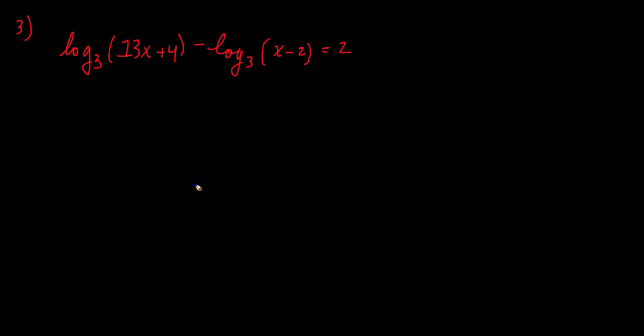Alright, so I've got one more example here of solving equations, and we're going to apply a slightly different technique in this case. So first we are going to condense our logs. So I have log base 3 of, and this is the quotient rule in action, 13x plus 4 divided by x minus 2, and this is equal to 2.